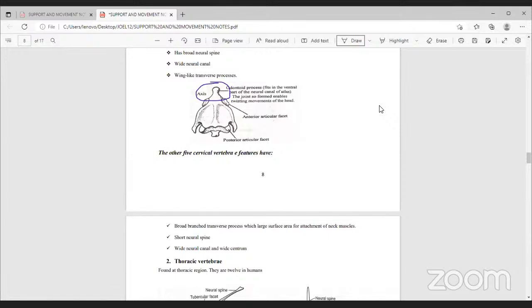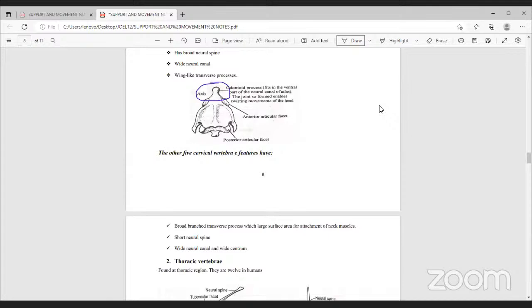Of course, we all know the functions of the transverse processes. That was the first thing that we talked about. And it is simply to provide a larger surface. And I'm insisting on the word larger surface for attachment of neck muscles. Broad branched transverse processes, which are larger, provide a larger surface area for attachment of neck muscles.